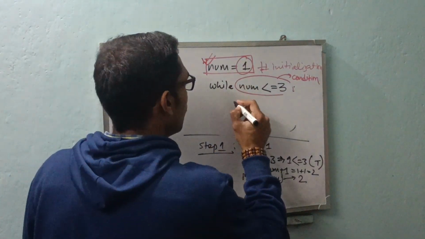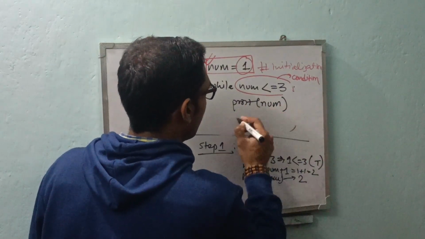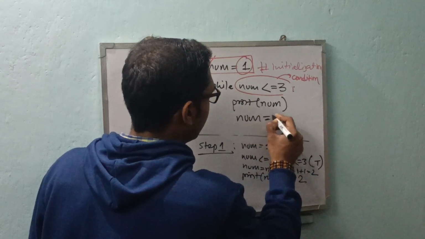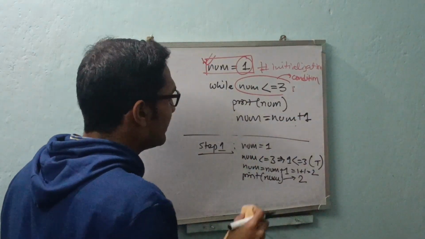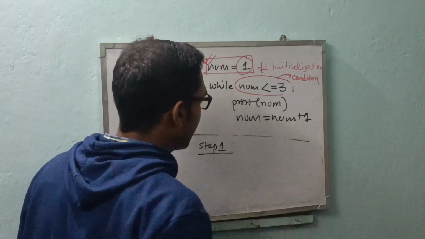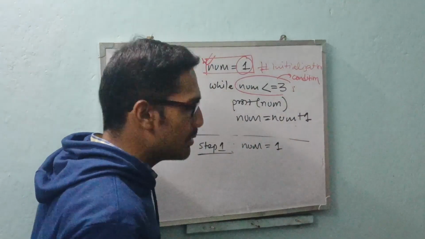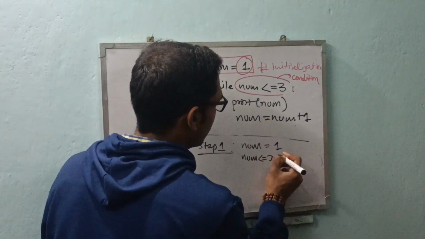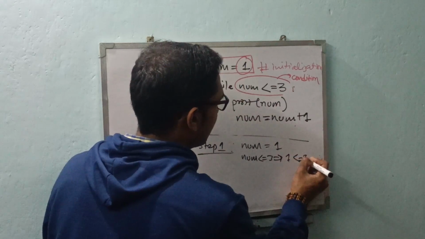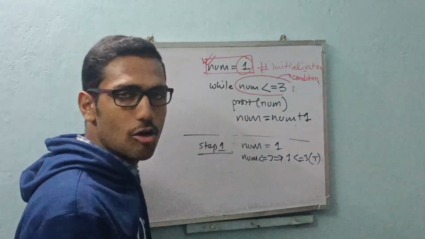So what I am doing, I am first printing the value, and after that I am incrementing it. Now in this case what would happen? Again, step 1, num value is 1. Condition checking: num less than or equal to 3. Is 1 less than or equal to 3? Yes, it's true. Since it is true, it will move into the body of the while loop.